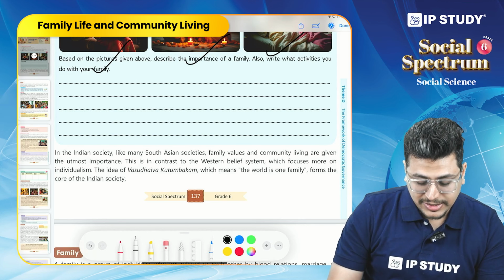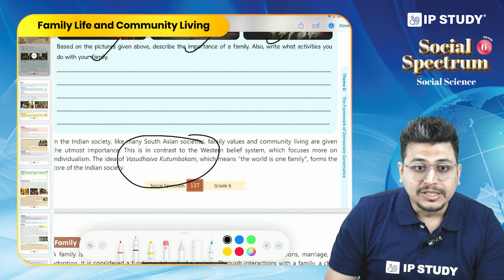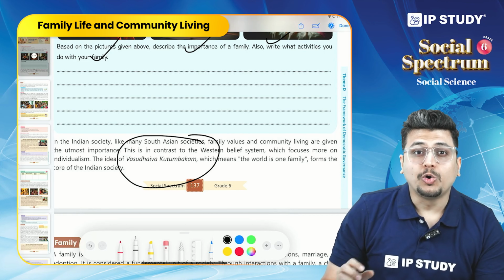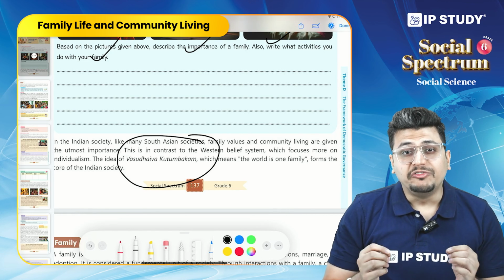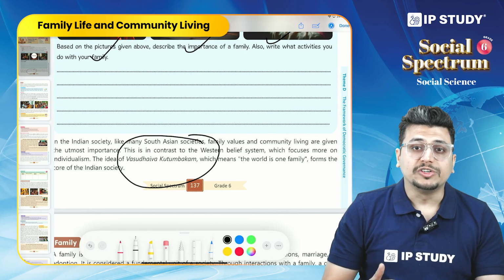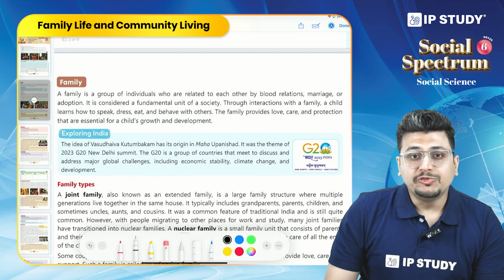Now, the theme of this event was Vasudhaiva Kutumbakam. This phrase means that the whole world is our family, and it is the very central philosophy of our culture, of our country. So now let's move forward.